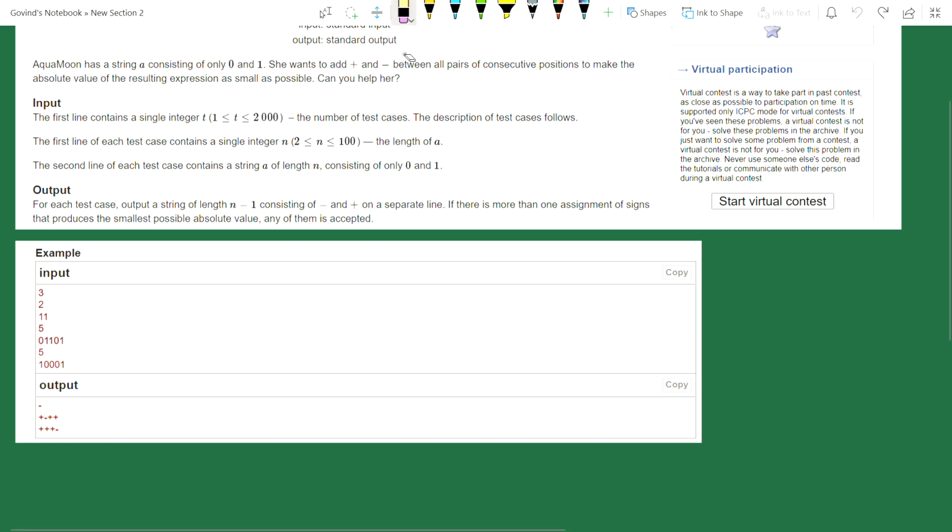And let's take the second example, like 0 1 1 0 1. So how can I minimize the expression? In the solution to this problem, it is given that we can do a plus, then a minus, then a plus, then a plus. So if we evaluate it, then we get a result equal to 1. Okay, so this is the problem statement.